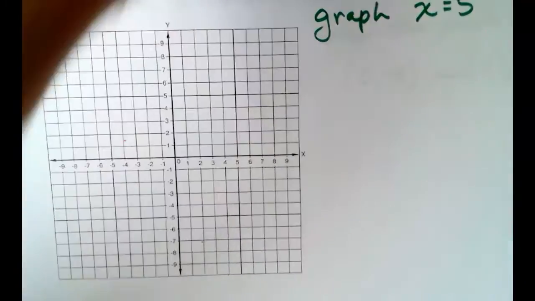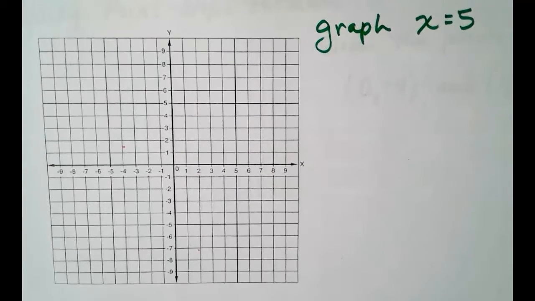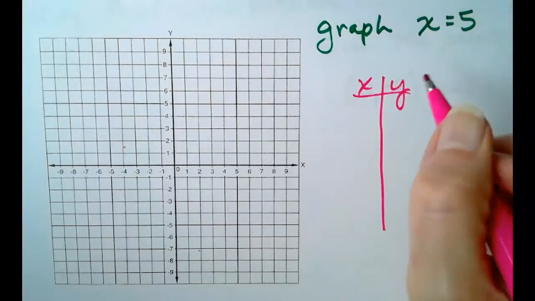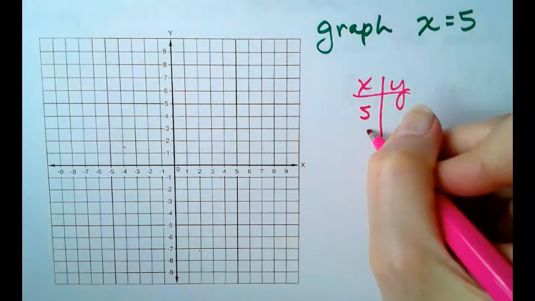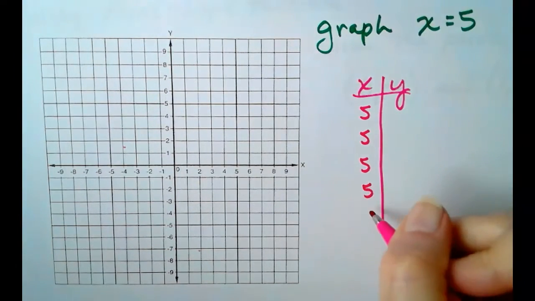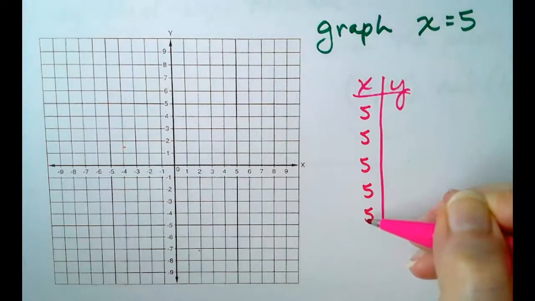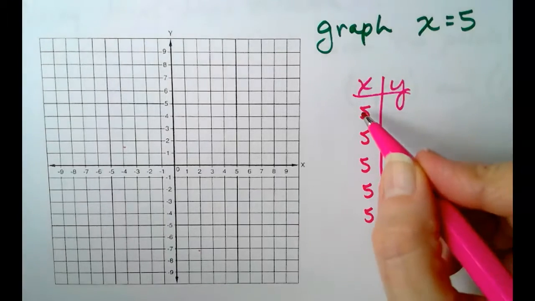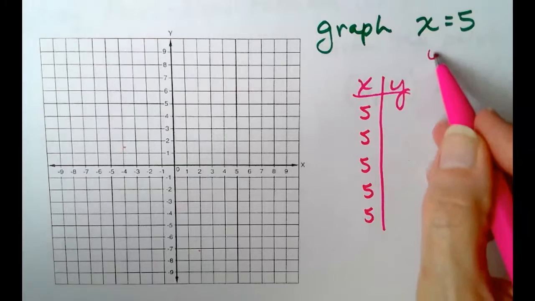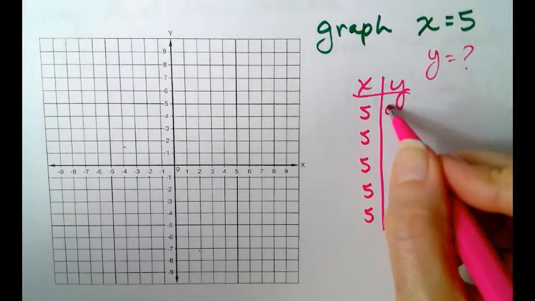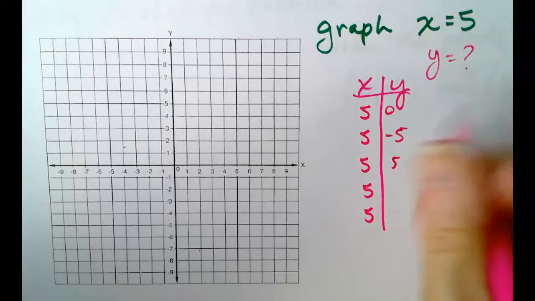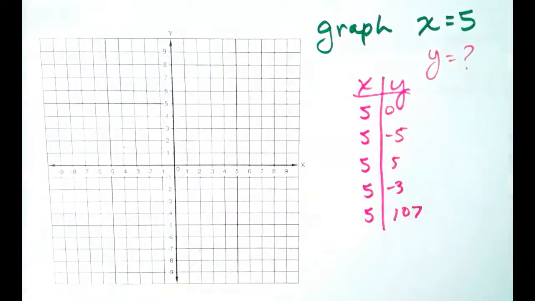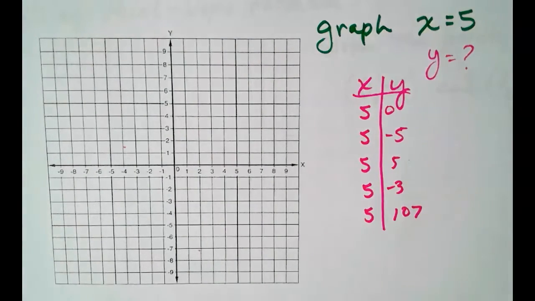So, conversely, what are we going to have when we have x equals 5? We can think of it similarly. We can write an XY chart, but this time x is completely restricted to being 5. And of course, when we have x values that are repetitive, we do not have a function. So x must be 5, but y has no restrictions. Y could be 0, -5, 5, -3. It could even be 107 if we wanted it to be. Now that won't fit on our graph, but the rest will.